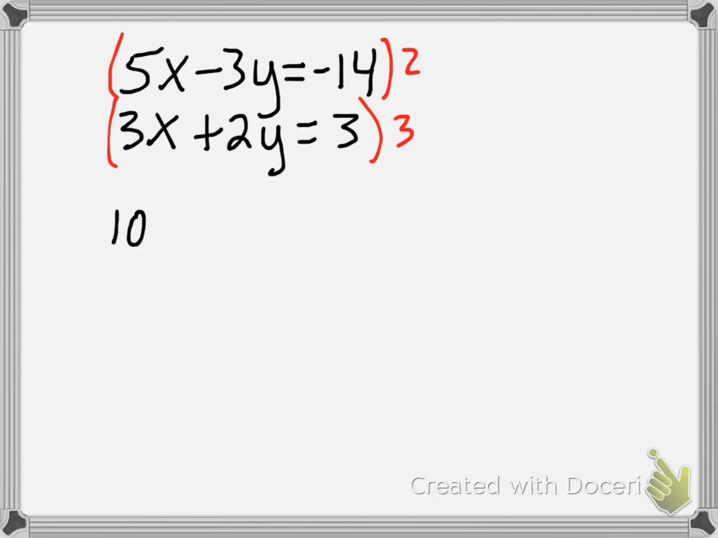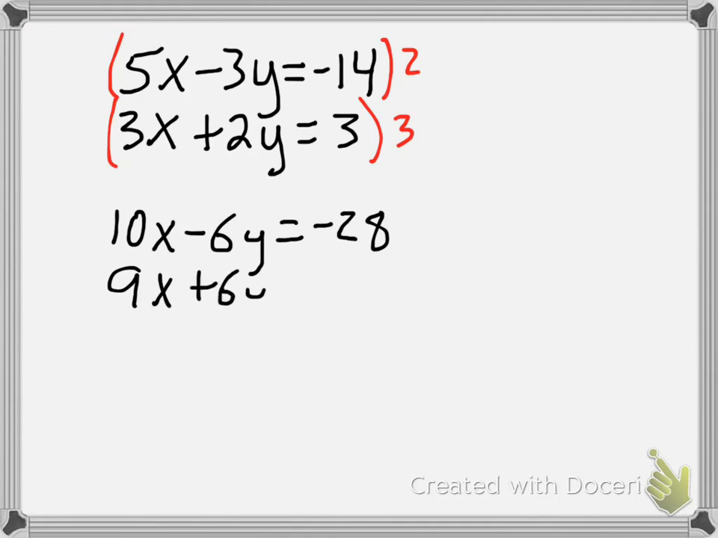So now, my top equation, remember you multiply it to each part. My top equation would be 10x minus 6y, and this is going to equal negative 28. If I multiply everything in the bottom equation by 3, I get 9x plus 6y equals 9. So again, this is just one option that you could have chosen. You just kind of pick a variable you want to cancel and go with it. So on this one, my y values would cancel.